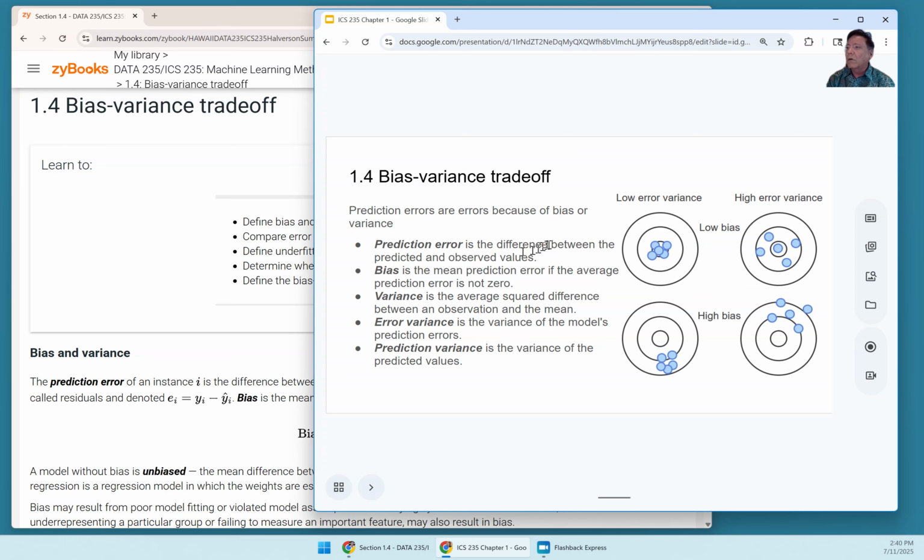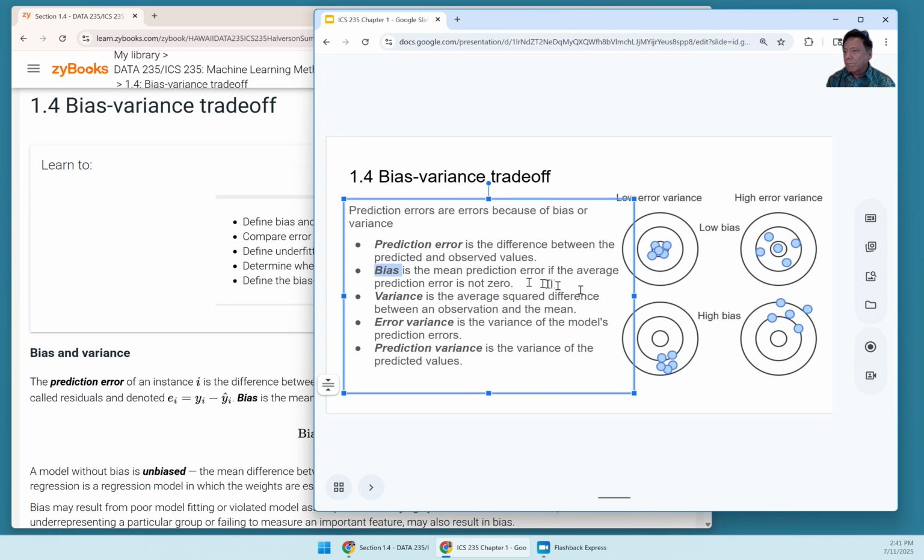Prediction errors are the difference between the predicted values and the observed values. We said based on 2 miles, the cab ride was $15.89, and that's a prediction. And what is the error? You take the cab ride and they charge you $17, so the prediction error was $2, the difference.